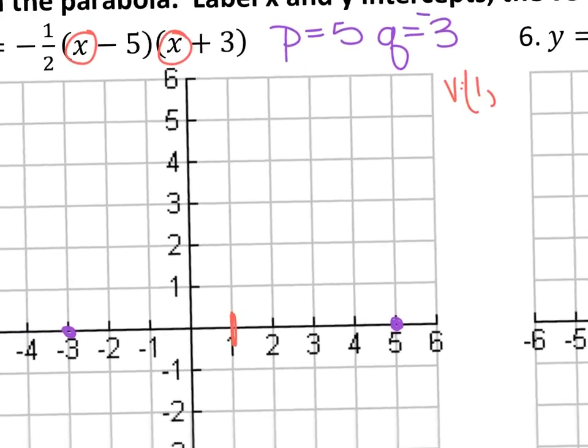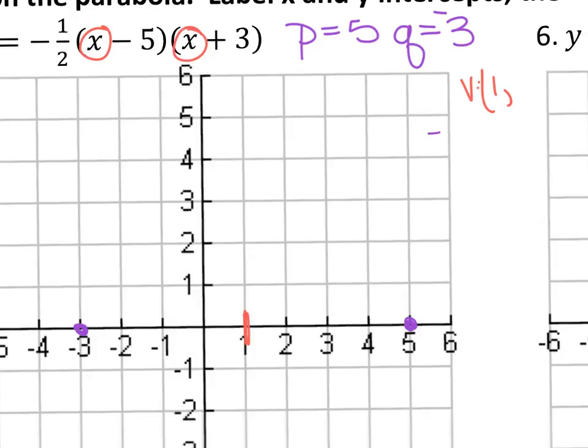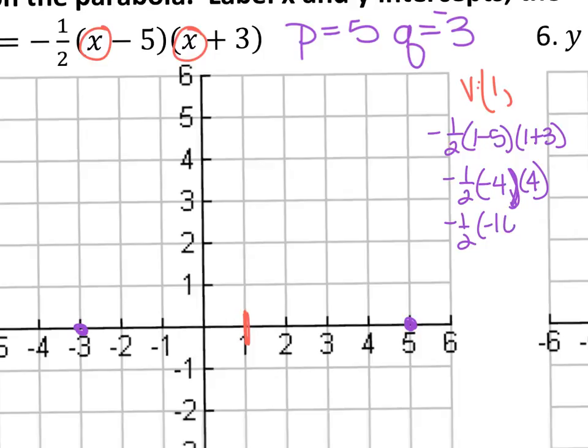So I'm going to fill in negative 1/2 times 1 minus 5 times 1 plus 3. That equals negative 1/2 times, 1 minus 5 is negative 4, and then 1 plus 3 is 4. So I have negative 1/2 times negative 16, and negative 1/2 times negative 16 is a positive 8. So I know my vertex is 1, 8, and again, that's off my graph.